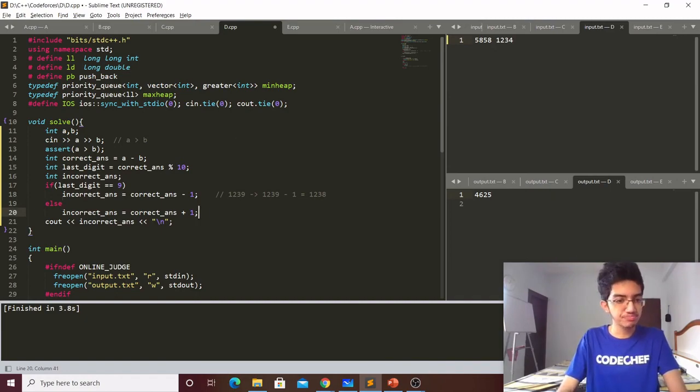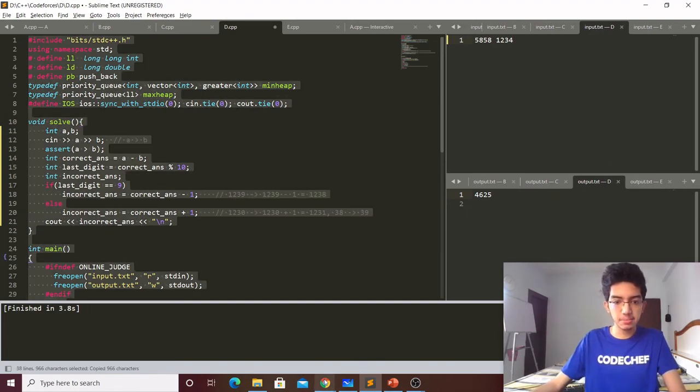Otherwise, if the last digit is not 9, you simply increment it. That is, let's say our number was 1230, then you simply increment 1230 plus 1, which is 1231. Or if it was 38, it would become 39. So we just do correct answer plus 1, and we output the incorrect answer, which is supposedly the correct answer for this question. Let's try submitting this.